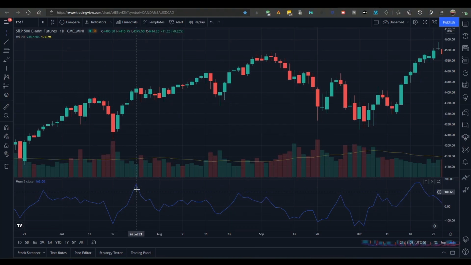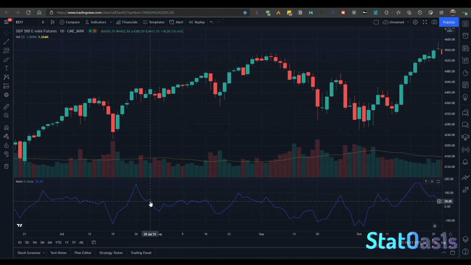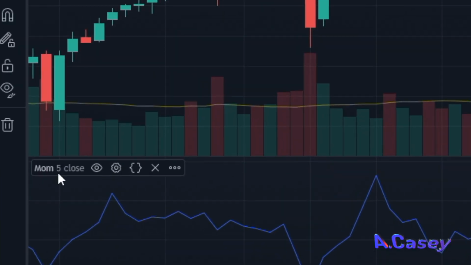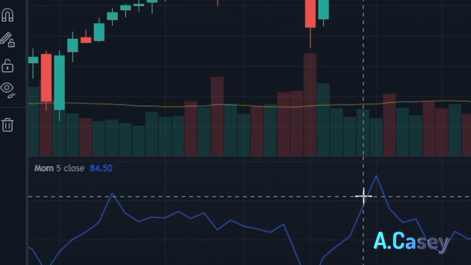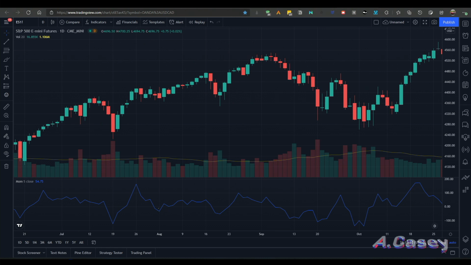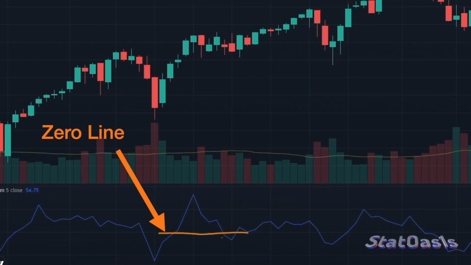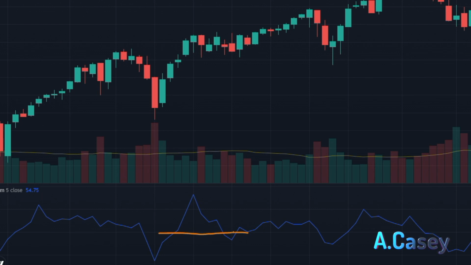So here I plotted 5-day momentum on the S&P 500 chart. What momentum is doing is measuring the speed of change in a set time period. So for example, here we're measuring 5 bars, the change over 5 bars. Momentum goes above and below zero depending on the change between the bars. Since we are measuring 5 bars, if the close is less than 5 bars ago, then it will go below zero. And if the close is above 5 bars ago, then it will go above zero.